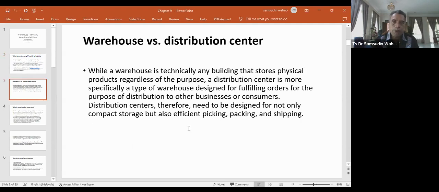So what is the difference between warehouse and distribution center? While a warehouse is technically any building that stores physical product, regardless of the purpose, a distribution center is more specifically a type of warehouse designed for fulfilling orders. So that means a distribution center is temporary as well, but the design is more specific. The way we design this distribution center is based on the purpose of distribution. Distribution centers therefore need to be designed for not only compact storage but also efficient picking, packing, and shipping. So sometimes the company can conduct the picking and packing activities in this distribution center.